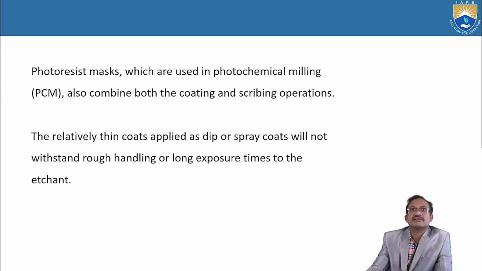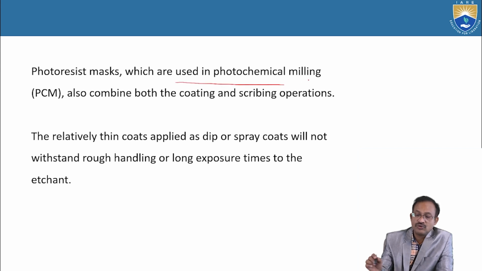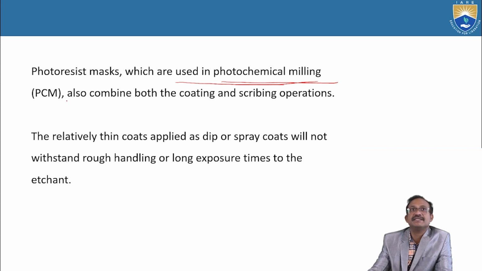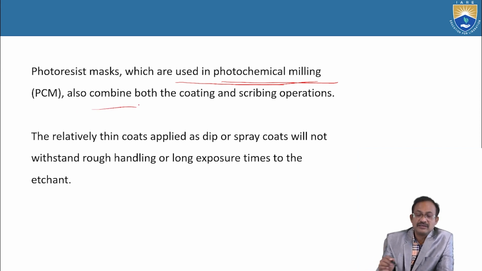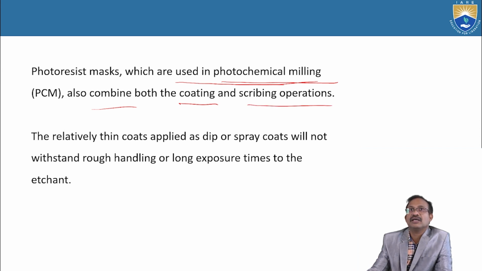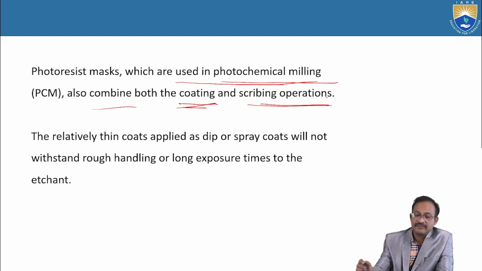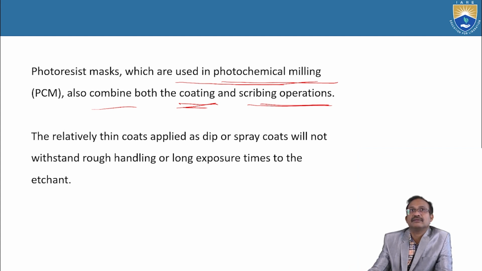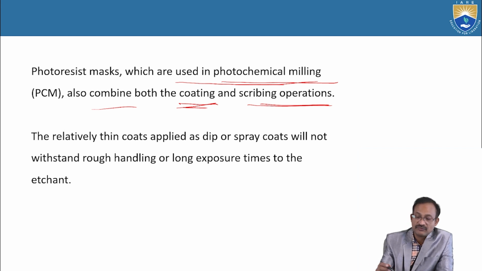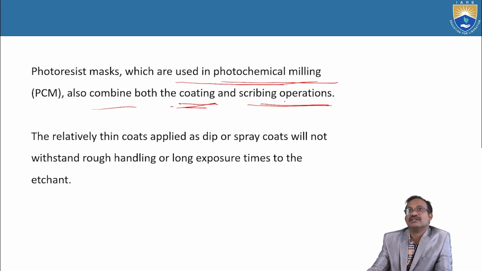Photoresist masks, which are used in photochemical milling, in short PCM, also combine both coating and scribing operations. So here we are combining coating and scribing operations in photochemical milling, that is PCM.